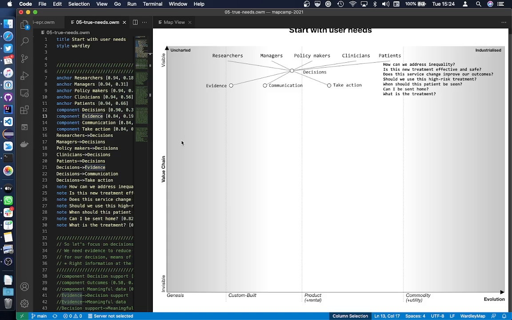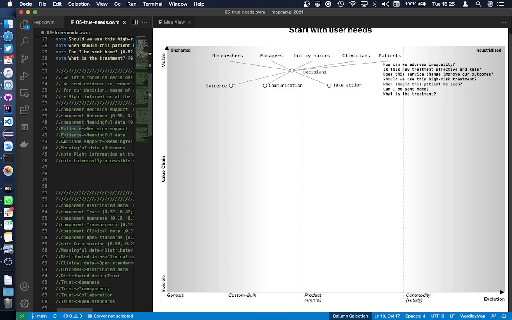When should we see that patient? Can that patient be sent home? What is the treatment for this patient? And I guess you could divide the needs of a decision into three. Evidence. You need to have communication around that decision making, and you need to take action on that decision as well. So let's focus on decisions.